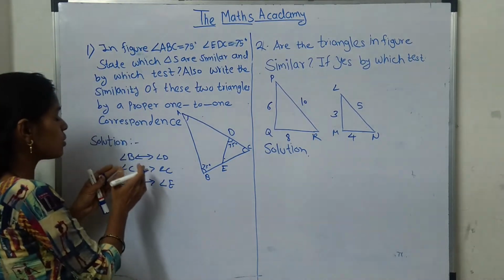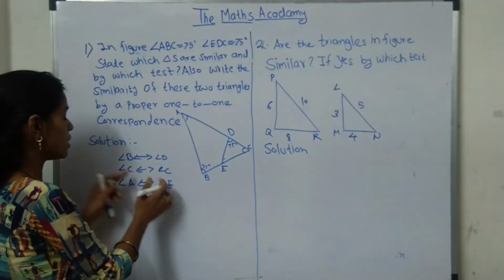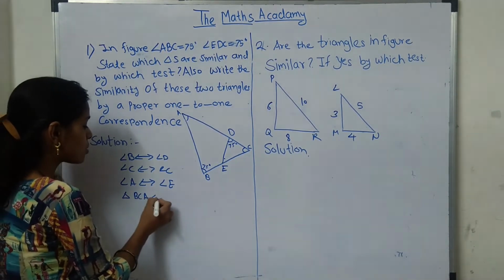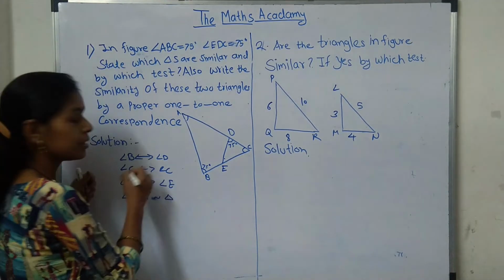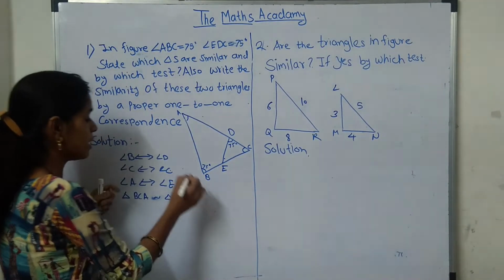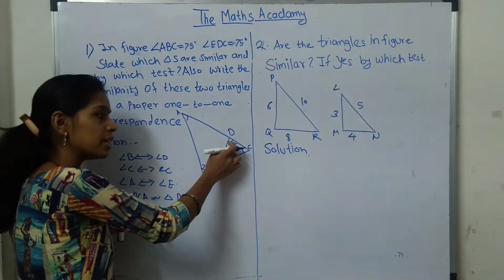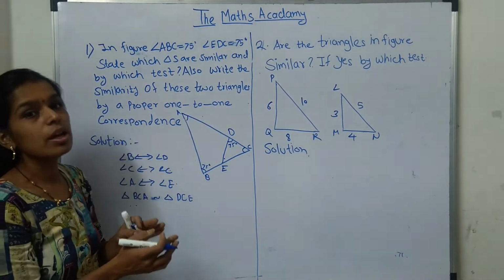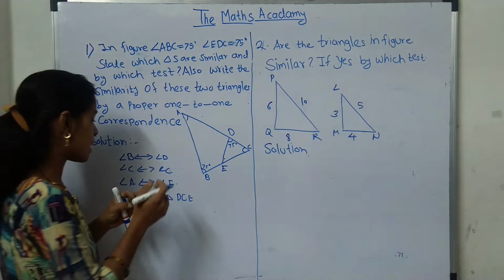So what is the one-to-one correspondence here? B corresponds to D, C corresponds to C, A corresponds to E. Hence, triangle BCA is similar to triangle DCE. Why? Because angle B is congruent to angle D, having equal measurement, and angle C is the common angle in both. Angle C equals angle C. That's why by AA test of similarity the two triangles are similar.